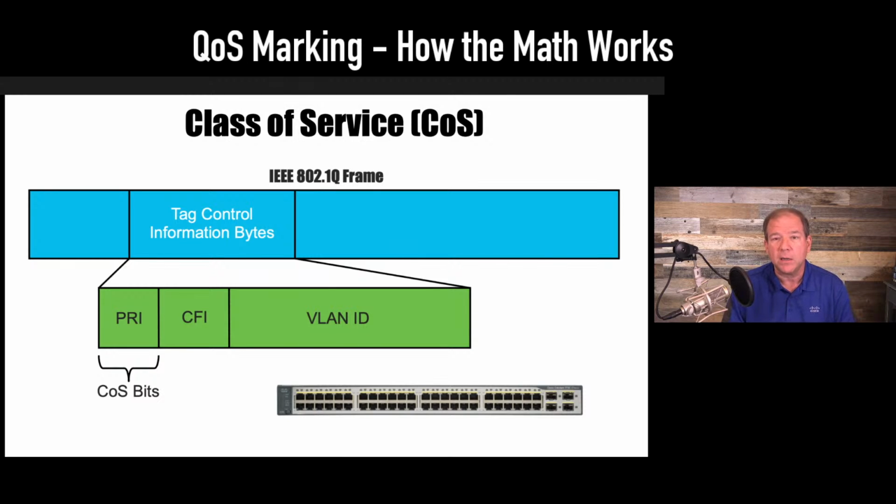Let's say we've got a .1Q frame going over a trunk. Now we know that on a .1Q frame, in fact, you tell me, a little pop quiz here, how many bytes get added to a frame if it's going over a .1Q trunk, assuming it's not in the native VLAN?